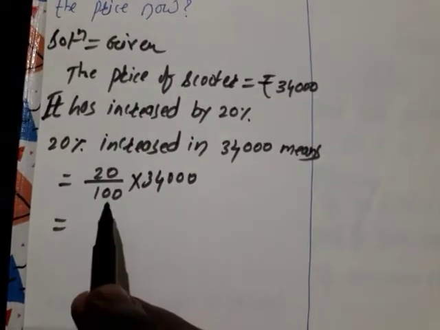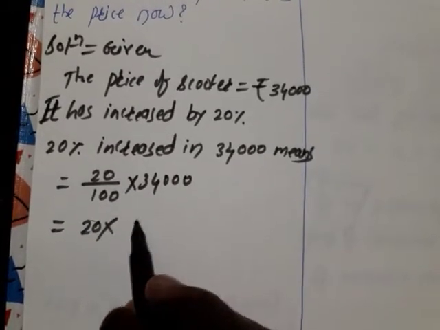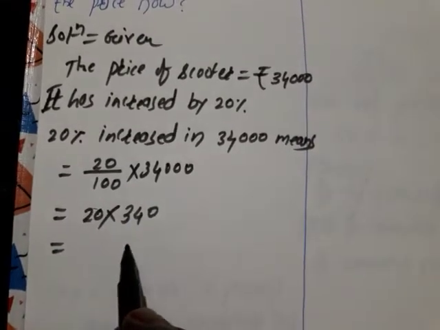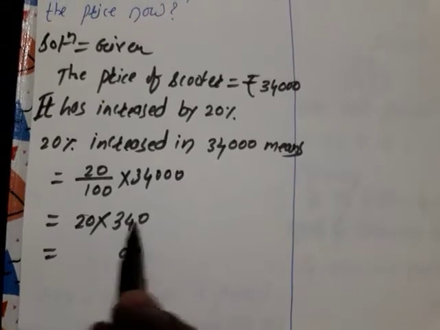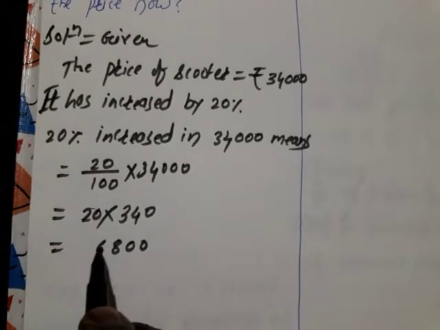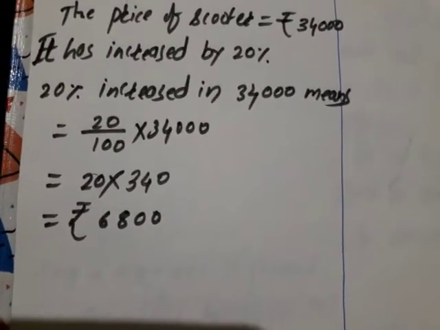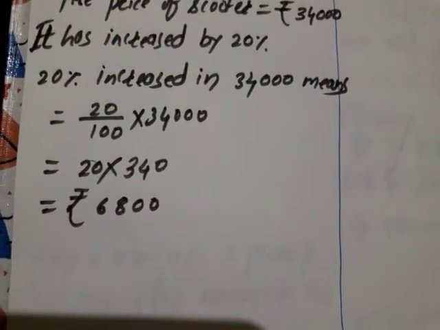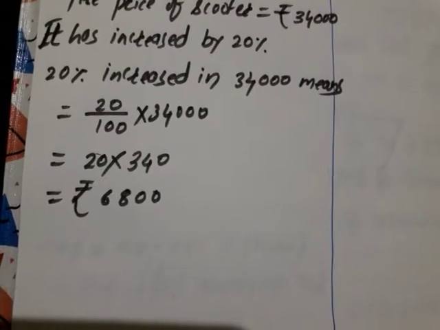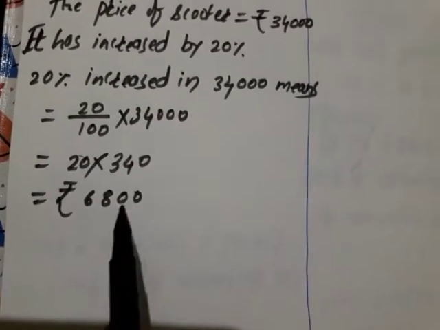See, we will find out, the 0 0 will get cancelled. Then what will remain? 20 into 340, then 0 0, the zero will remain as it is. 2 into 34. 2 into 4 is 8. 2 into 3 is 6. Means 6,800 rupees. 20% increase in 34,000 means what? How much amount is increased? 6,800 amount is going to increase. Means the 20% increased value we got here is 6,800.